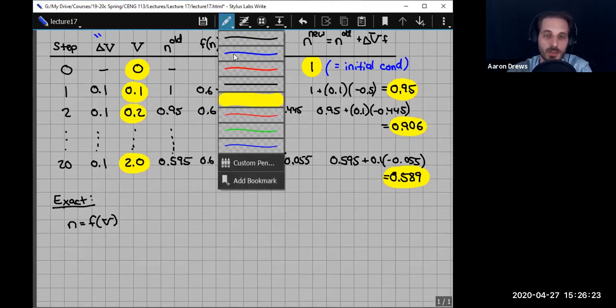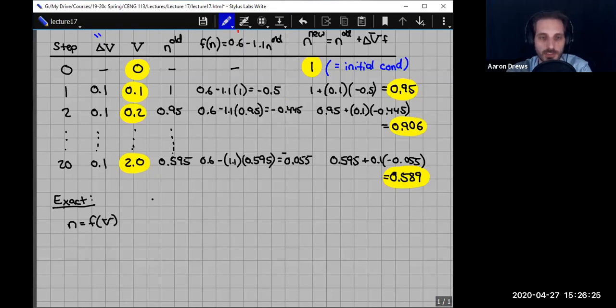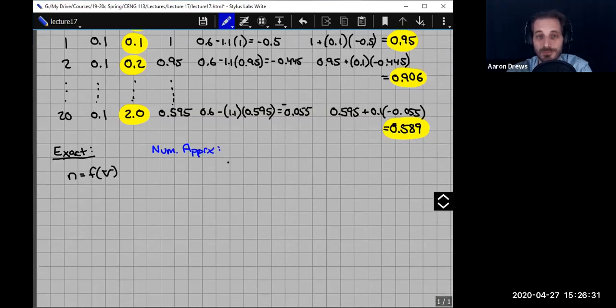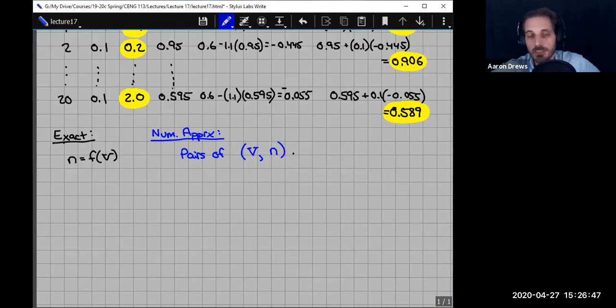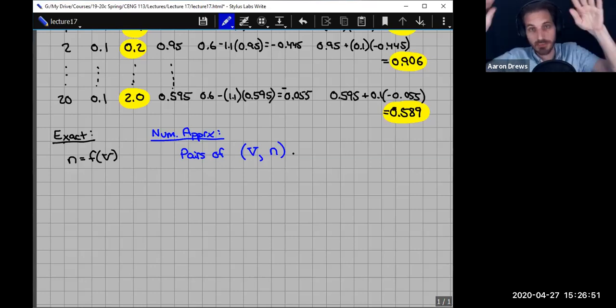So the approximate solution, the numerical approximation, does not give us a function, right? The thing that the numerical approximation gives us is pairs. Those pairs are some value of the volume, v, and the corresponding value of n. And that's all we know, right? There's no function that comes out from this. It's just a list of numbers.